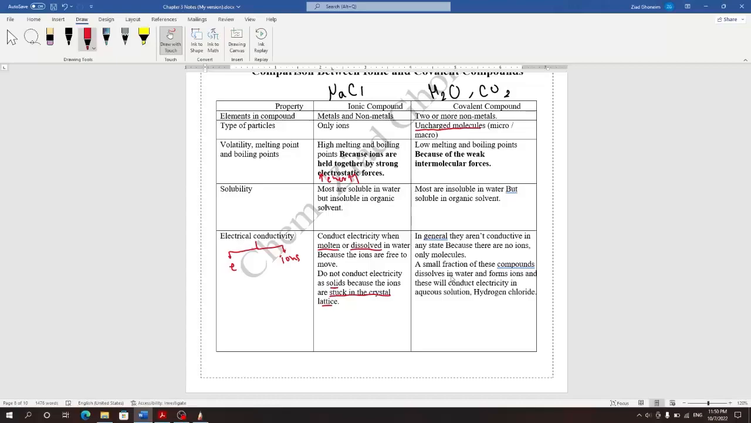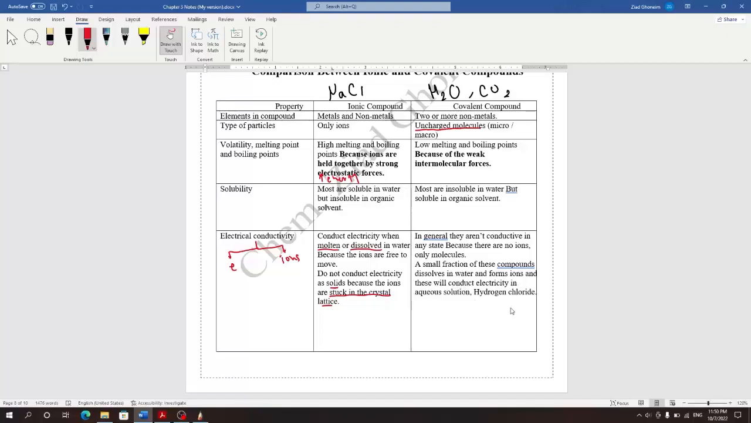electricity. So the only case when a covalent compound can conduct electricity is when it dissolves in water, forming ions, which means that we still follow the same rule. If the substance can be dissolved and separated into freely moving ions, that's the only case when the compound can conduct electricity. A small fraction of covalent compounds can do that.